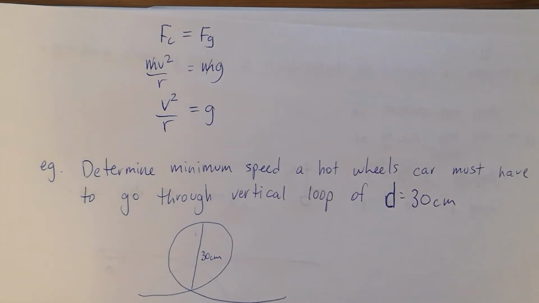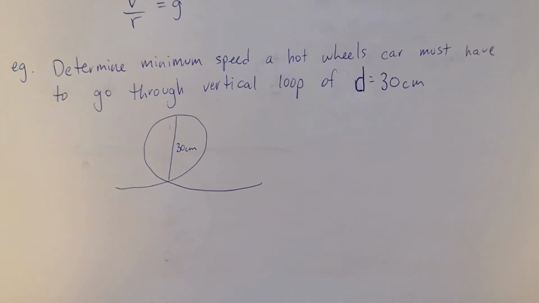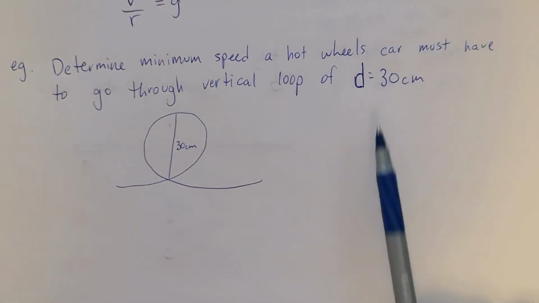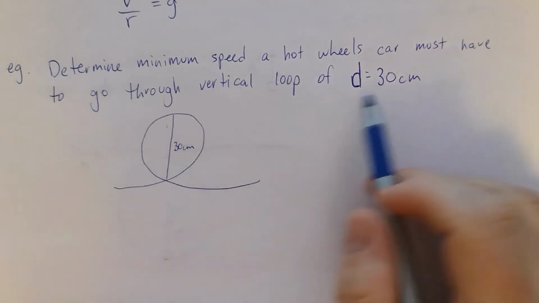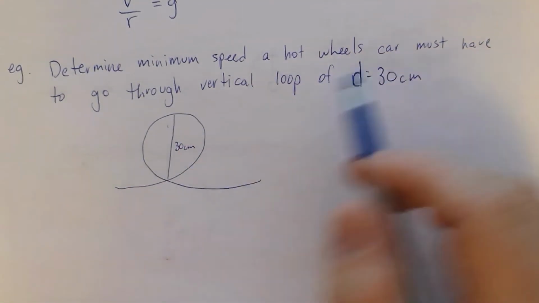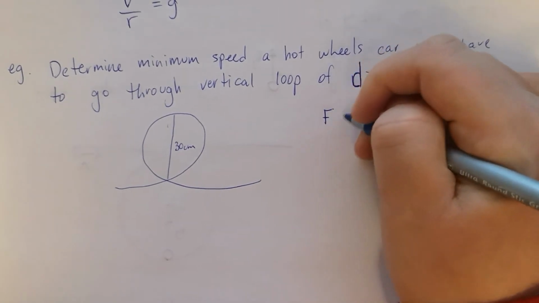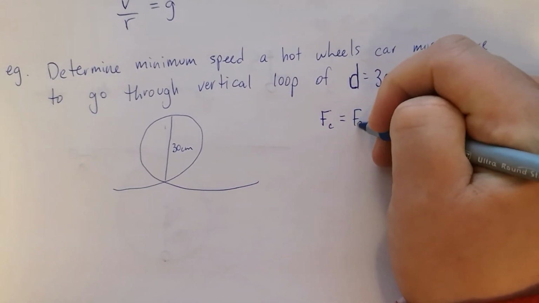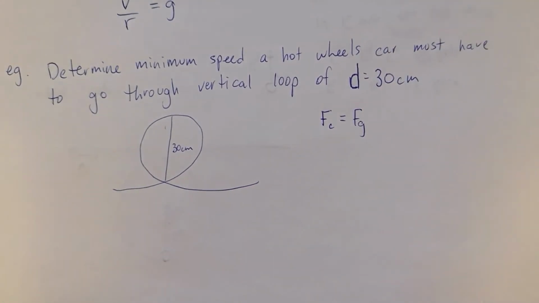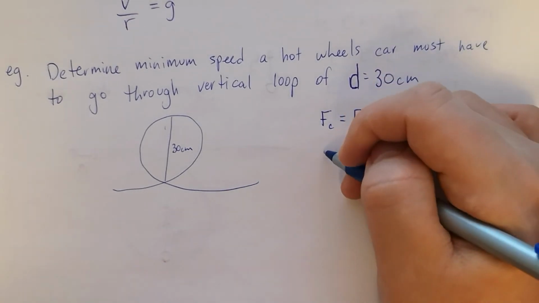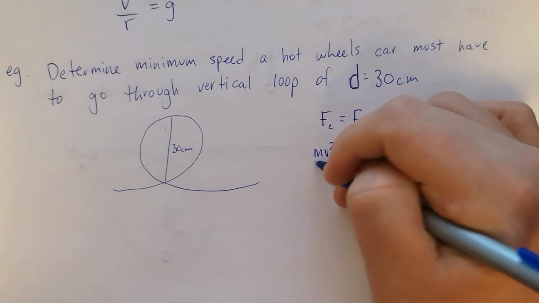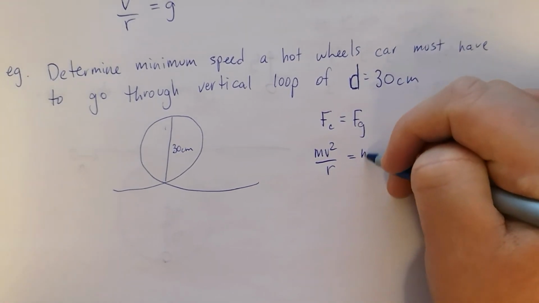Okay, we're going to determine the minimum speed a Hot Wheels car must have to go through a vertical loop with a diameter of 30 centimeters. Okay, hopefully you notice right away I'm trying to trick you. I gave you a diameter instead of a radius. But anytime you see a vertical loop question, and you will see them, with minimum speed, this is what you do. Okay, and it simplifies down. I already showed you, but I'll go through the steps again.